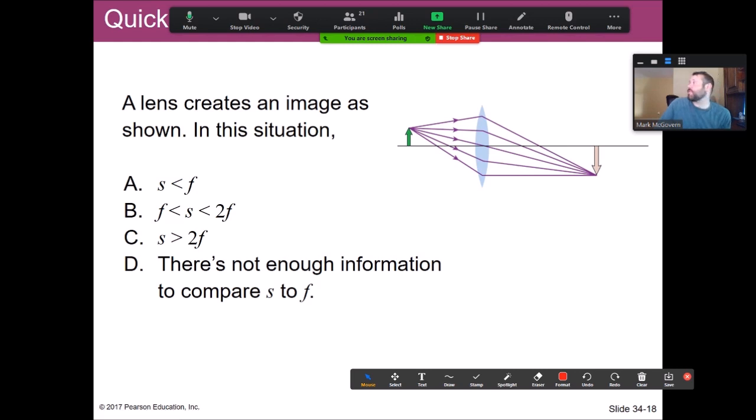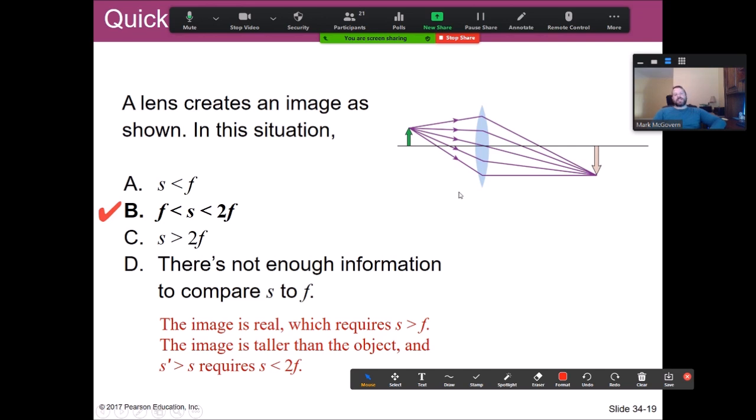Okay, last question before we jump into some other stuff here. It's B. Okay, get this. It's a real image. That means we're bigger than the focal length. So that means A is wrong. Now, how far can we go out here?